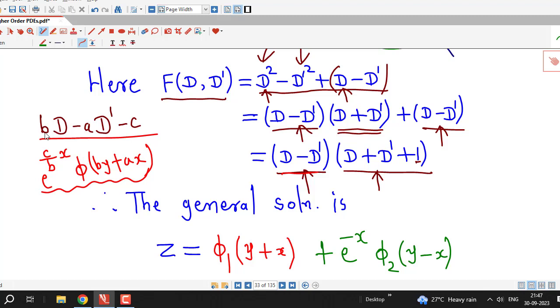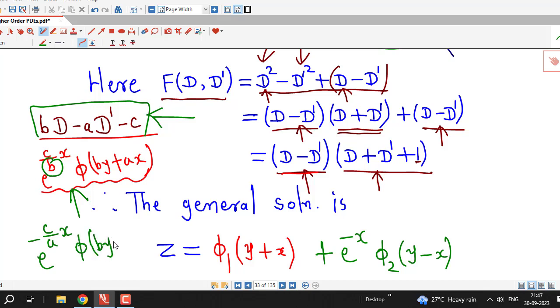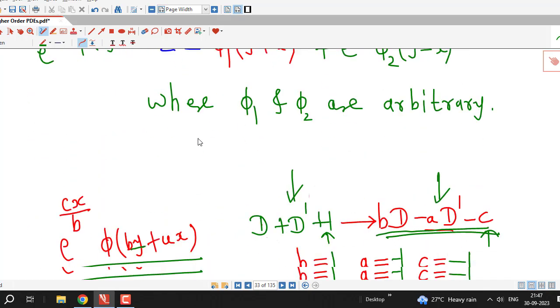Here we have simply used this formula. We compare the linear factor with this, we find out a, b, c, and we substitute values of a, b, c in this formula, and we take care that while using this formula b is non-zero. If b equal to 0, then we will consider c divided by a times x, arbitrary function of by plus ax. But here for both the factors, the coefficient of d is non-zero, therefore we have used this formula.